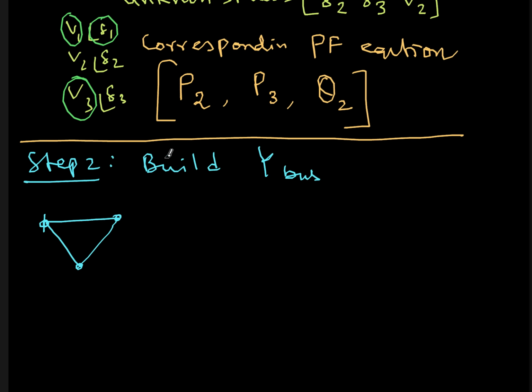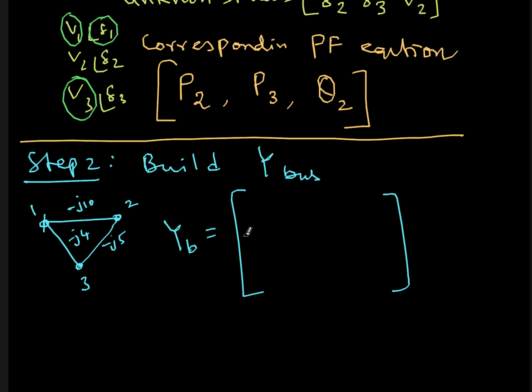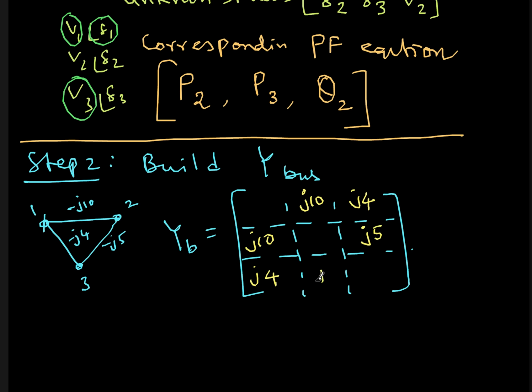So minus j10, minus j5 and minus j4, between buses 1, 2 and 3. From this information I can build the Y bus. So what is my Y bus? First I'll fill the off diagonal elements. The line between 1 and 2 gives j10. I have to remove the minus sign. The line between 1 and 3 gives j4. Then the line connecting 2 and 3 gives j5.